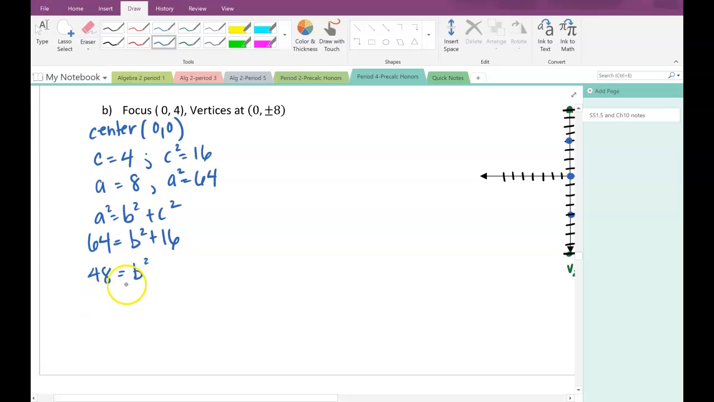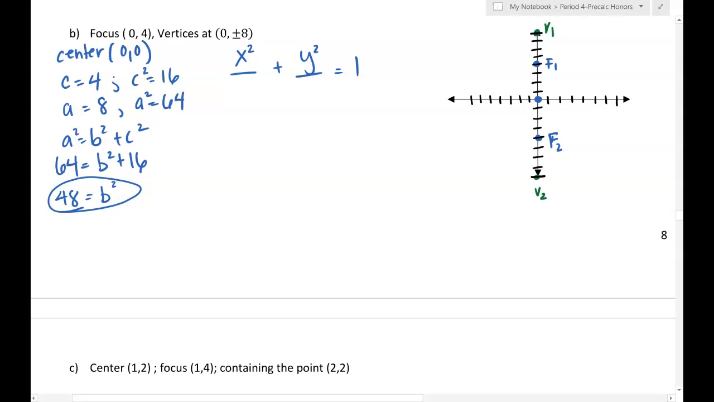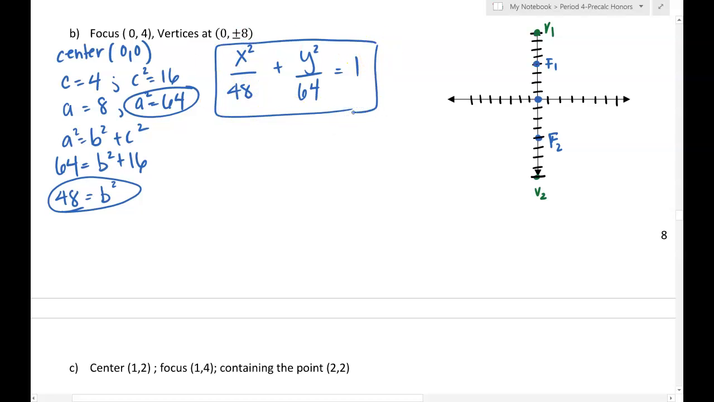Now 48, simplify that. I don't need to simplify to write my equation, but I do need to simplify to plot, okay? Let's write the equation first. Center is at 0, 0. So x squared over something plus y squared over something equals 1. Since the vertices are on the y-axis, this is going to be vertically positioned. So that means a squared is going to go under the y squared. So 64 goes here, 48 goes here. Again, I don't need to simplify that to write my equation.